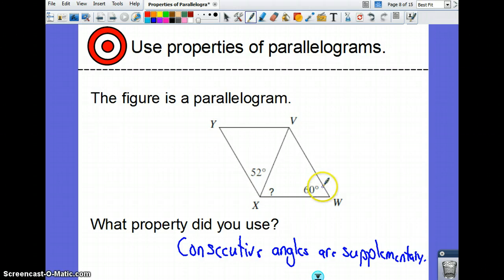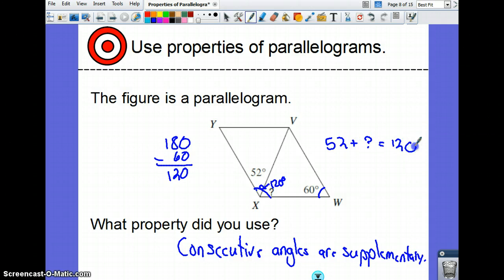Okay. So I know that if this angle is 60, then this whole angle is going to have to be 120, because 180 minus 60 is going to give us 120. So that means that 52 plus whatever that is going to have to equal 120. So 120 minus 52 will give us 68. So that is the measure of our missing angle.